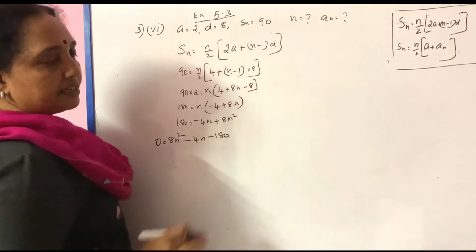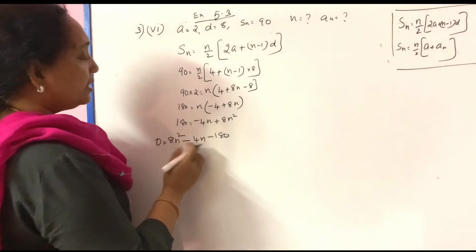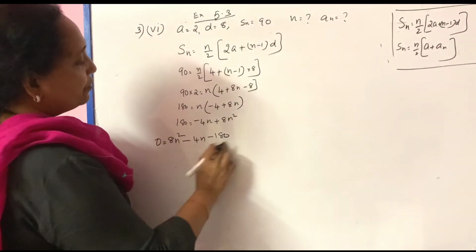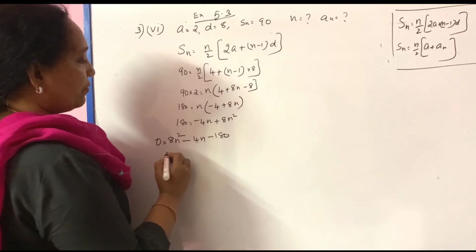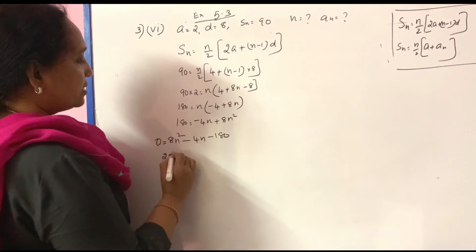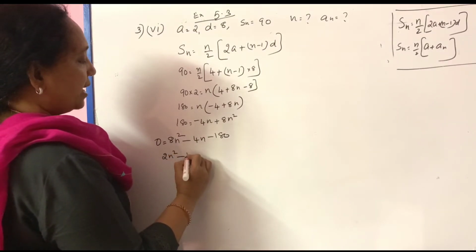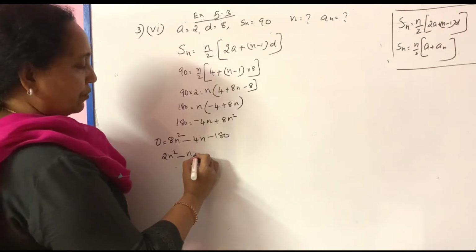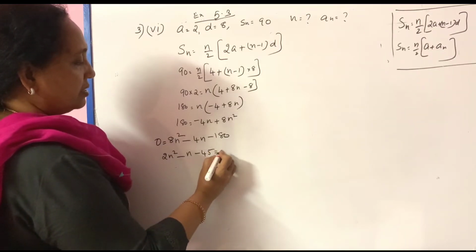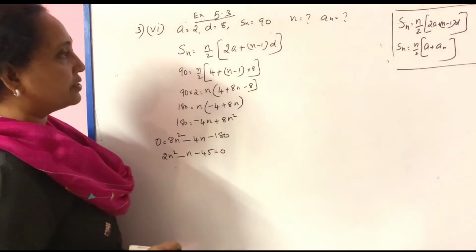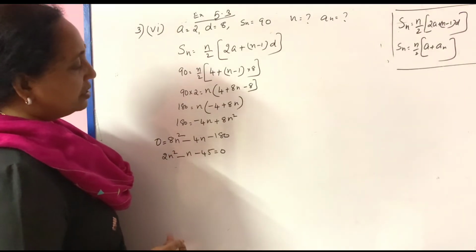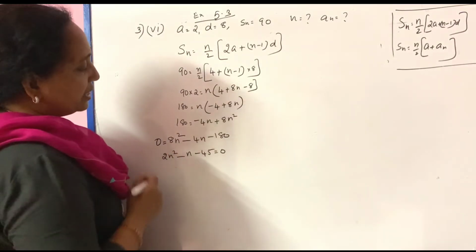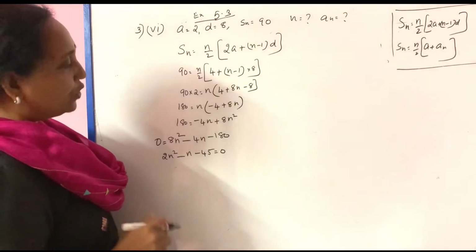ഇത് ഞാൻ 180 ഞാൻ അങ്ങോട്ടേക്ക് എടുത്തു. ഇനി ഈ ക്വാഡ്രാറ്റിക് ഇക്വേഷനിൽ 4 is a common factor. So you can divide throughout by 4. Then what will you get? 2n square minus n minus 45 is equal to 0. This is the quadratic equation. Now you solve the quadratic equation using any of the method, then you will get the value for n.